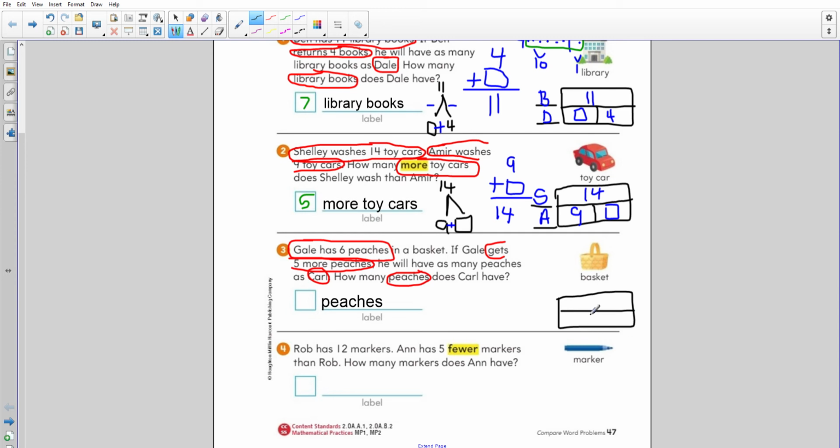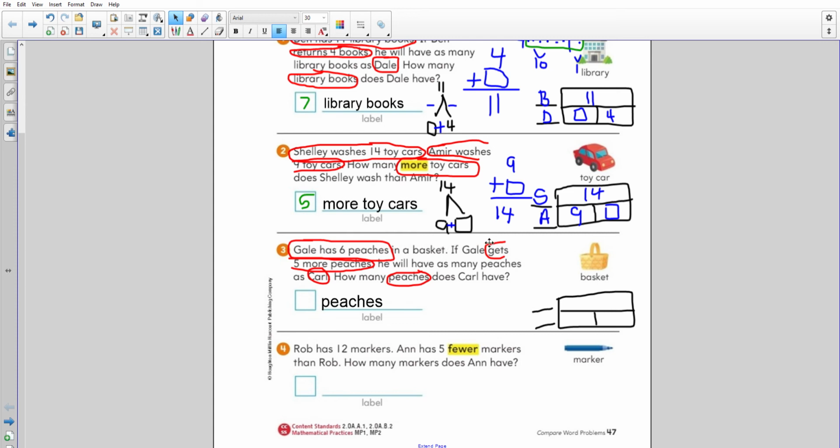And in this comparison bar drawing, of course, one is going to have more, that's at the top, and another person has fewer of the same thing. So what do they both have? Peaches. So who has more? Now let me look at my numbers. Gail has 6 peaches, so I know Gail has 6. I don't know if Gail has more, though.